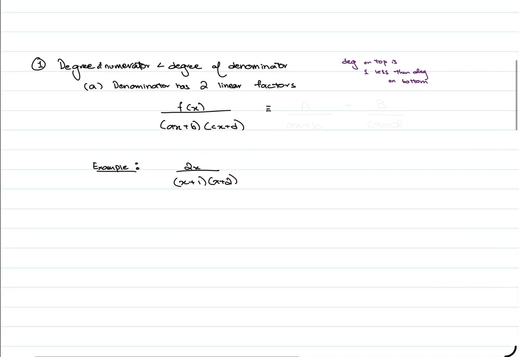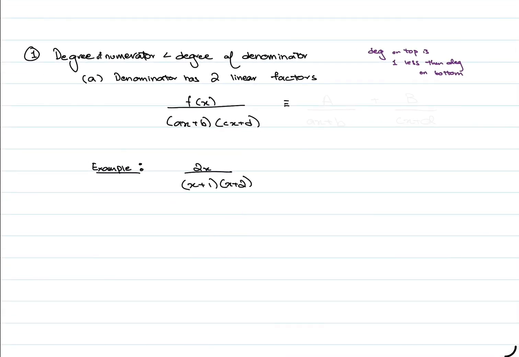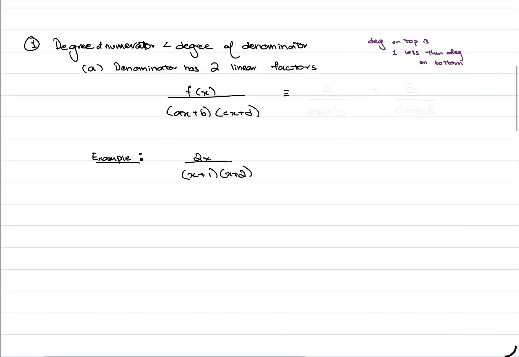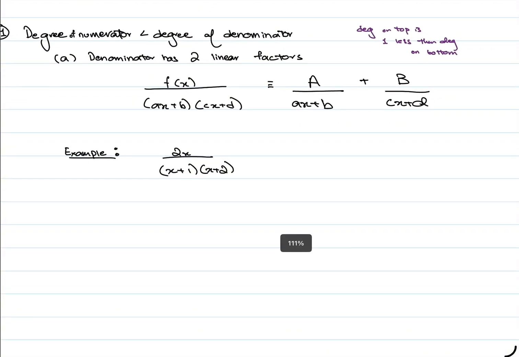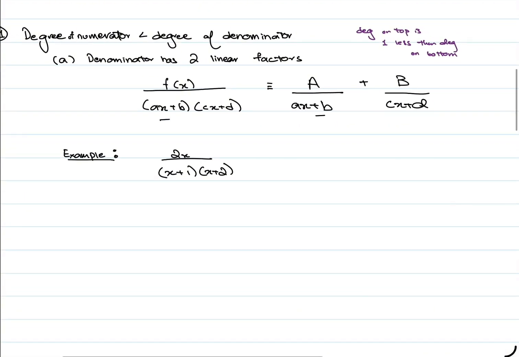First, let's go over cases where the degree of the numerator is less than the degree of the denominator. This is the most common type of case you'll see, and this is the most common case where the denominator has two linear factors. So here you break it down into two terms with one linear factor as the denominator of each term. So ax plus b, cx plus d.